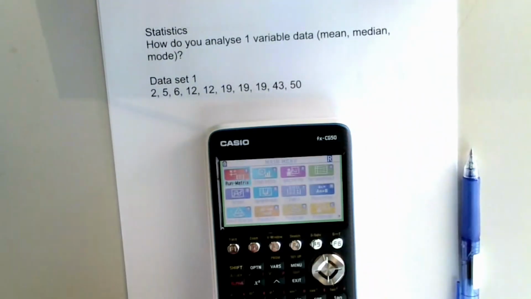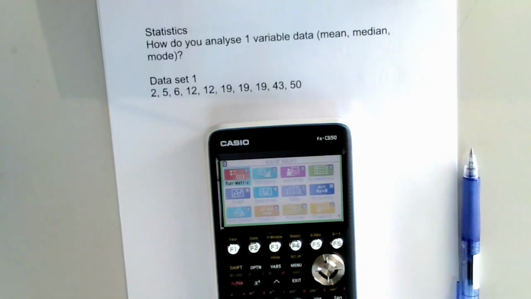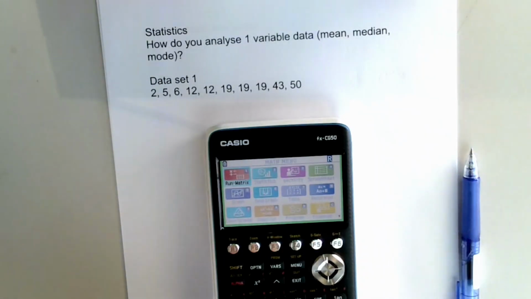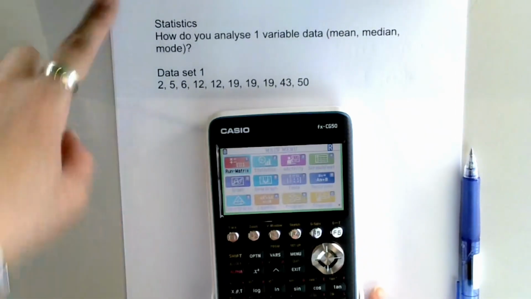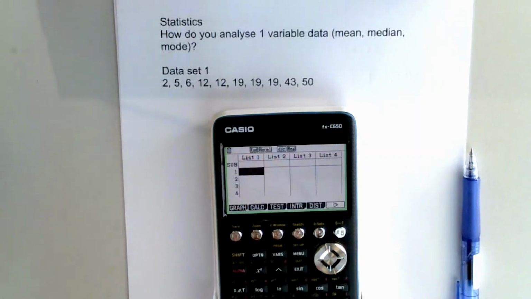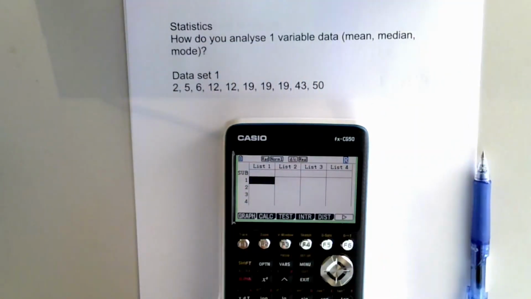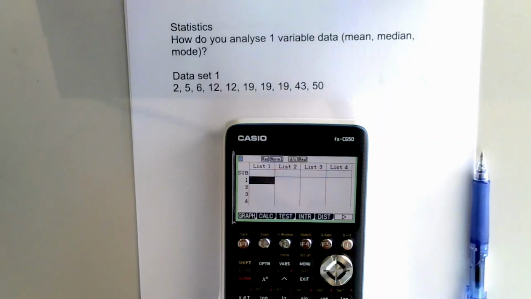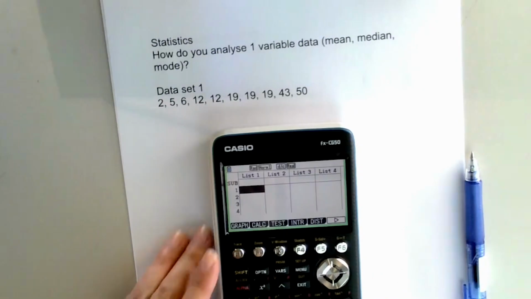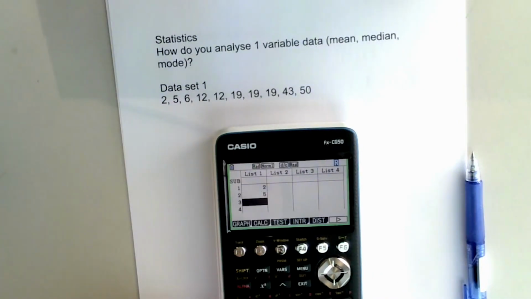Oh, so again, statistics. Now, wild guess, very hard question here. Which one shall we choose here? Yes. Oh, statistics. We got a list of numbers there. When you need to find the mean, mode, median of all of those, it doesn't have to be in order. I gave it to you in order, but when you enter it, it doesn't have to be in order. So we have 2, 5, 6, 12, 12, 19, 19, 43, 50.